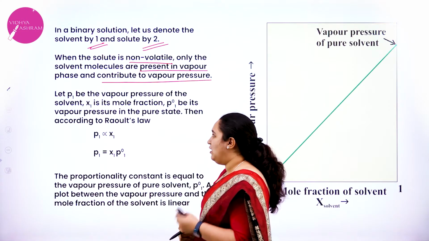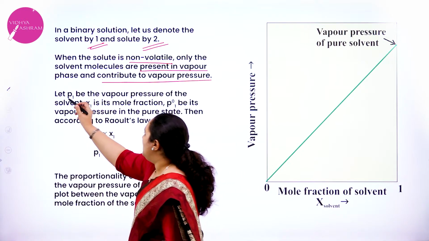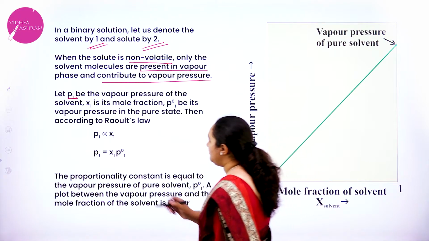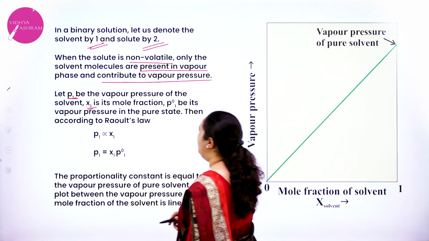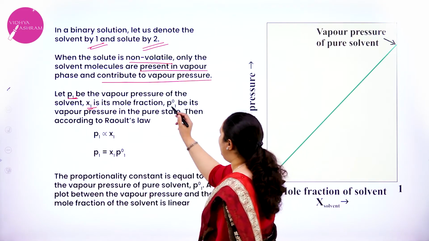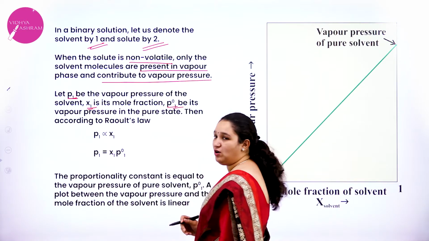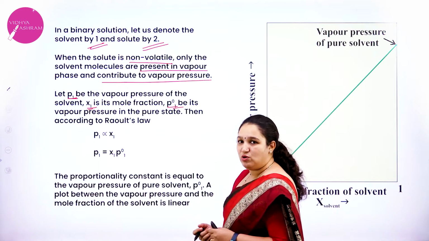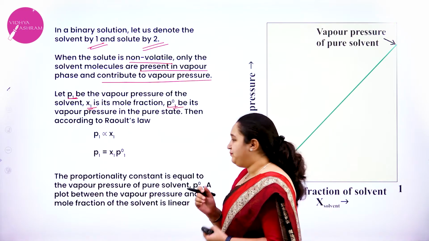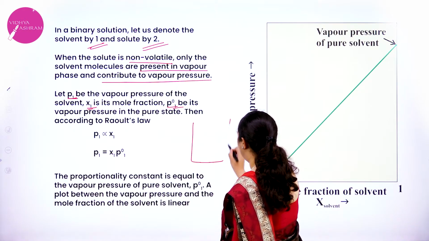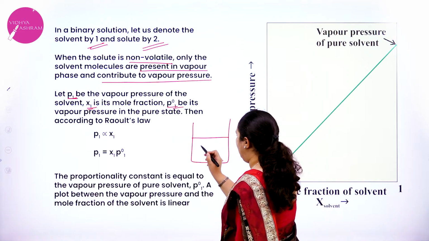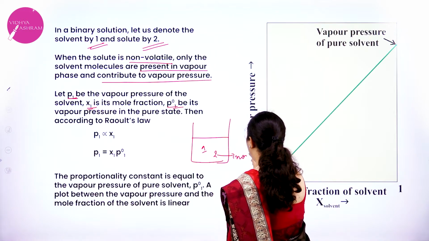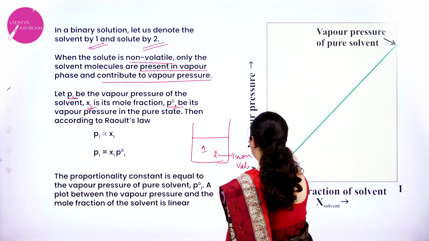Am I right? Okay, so let us consider P1 be the vapor pressure of the solvent and x1 be the mole fraction and P1 naught be the vapor pressure of the pure solvent, just like how we considered for Raoult's law. So what we are considering, if this is my solution in which I have component 1 and 2, 2 is non-volatile, which is the solute.